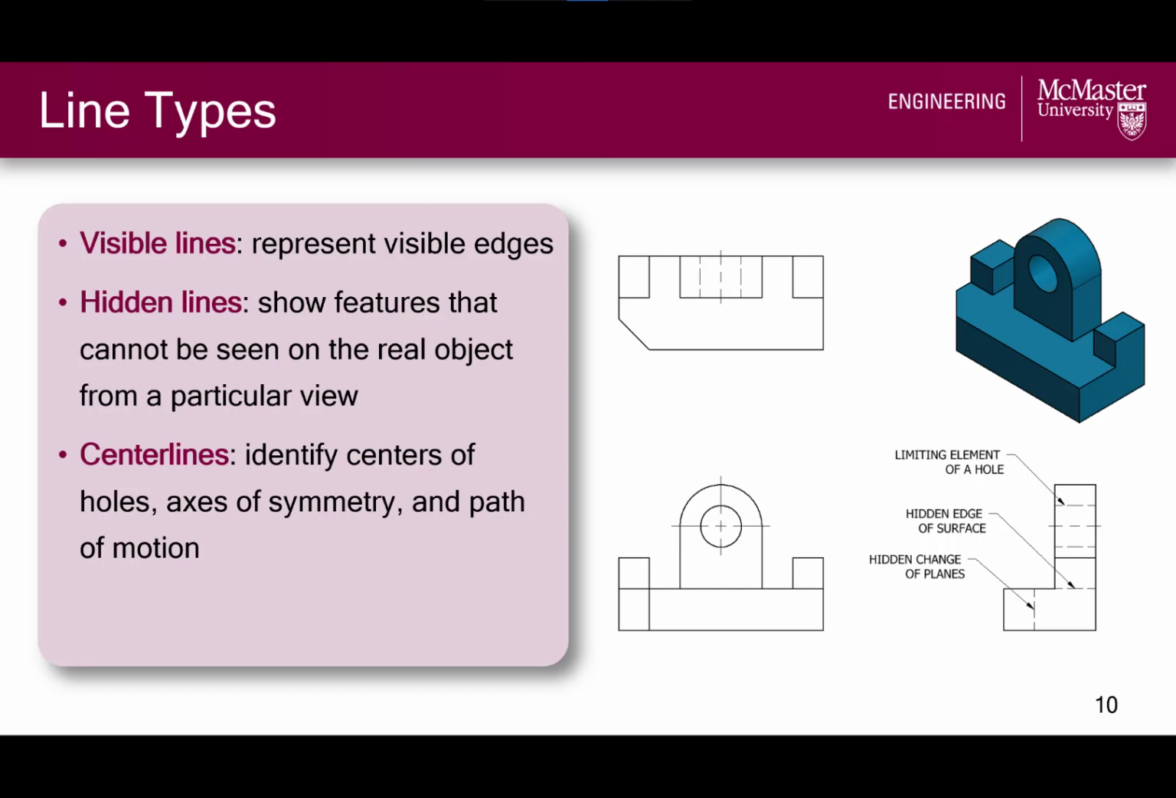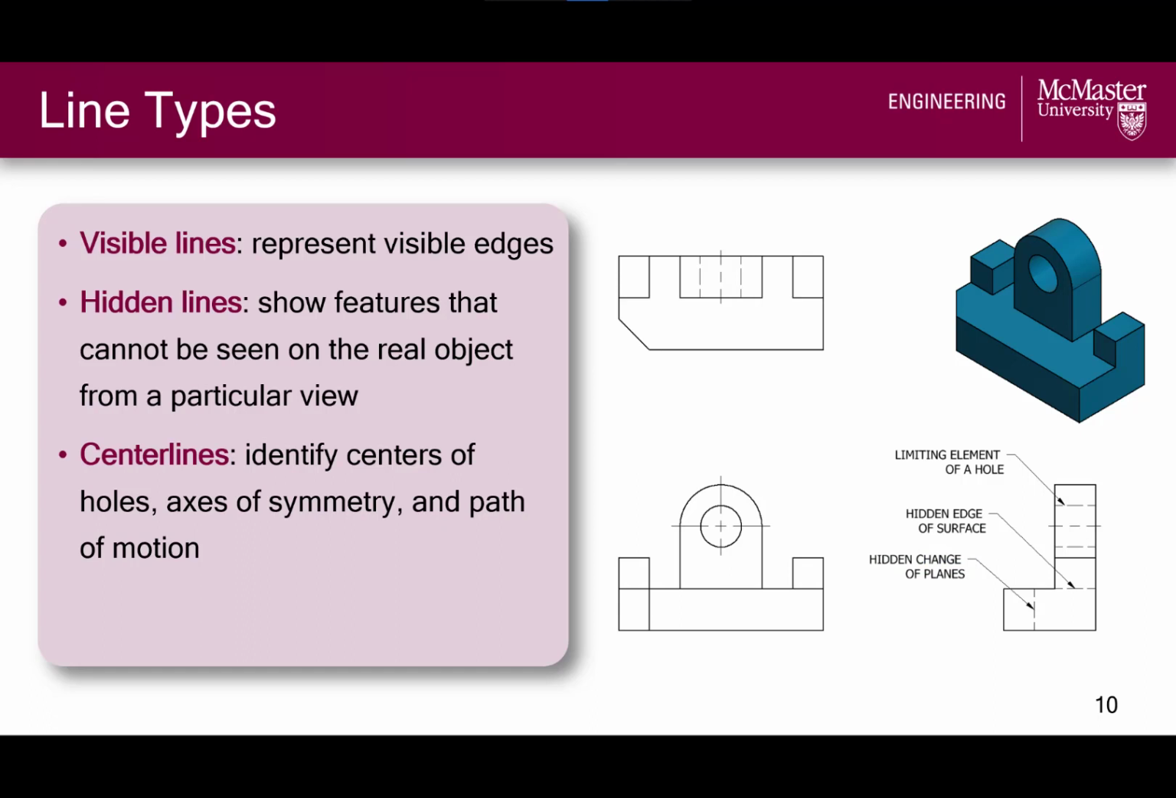Visible lines on a multi-view are the solid lines that represent visible edges in a view, while hidden lines are the dashed lines that show hidden features that can't be seen in a particular view. Hidden lines could represent the limiting element of a hole, a hidden change of planes, or a hidden edge of a surface. And to determine what a hidden line represents, you should always relate it to the other views.